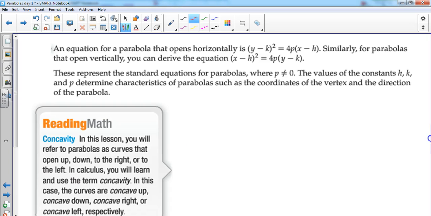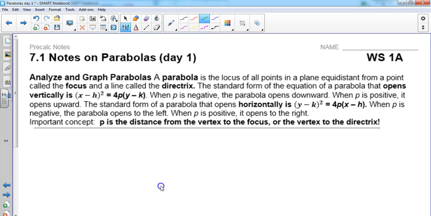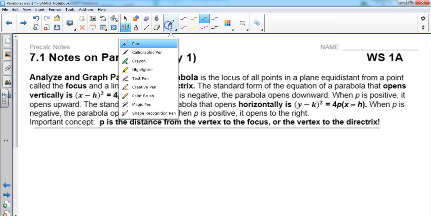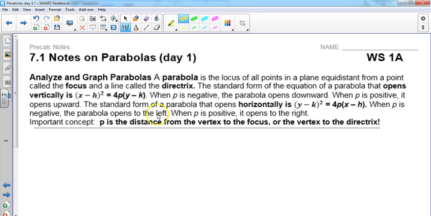These are the two equations, but they're on this chart I'm going to give you in a second. This little note over here says when you get to calculus, instead of saying opens up, you're going to say concave up. Concave left, or the concavity is to the left, instead of opens. We're just going to stick with the words we're used to, though.